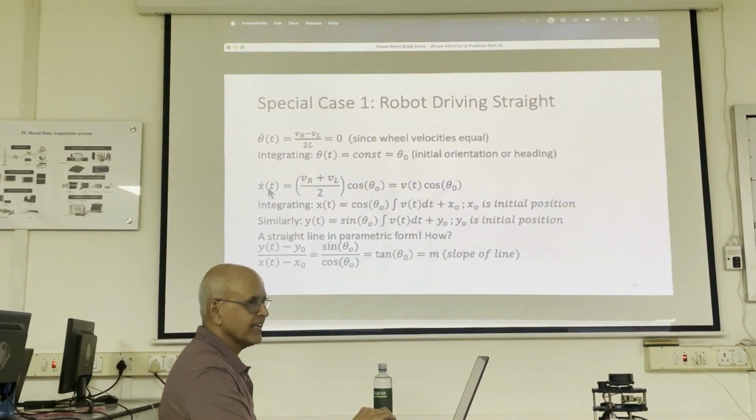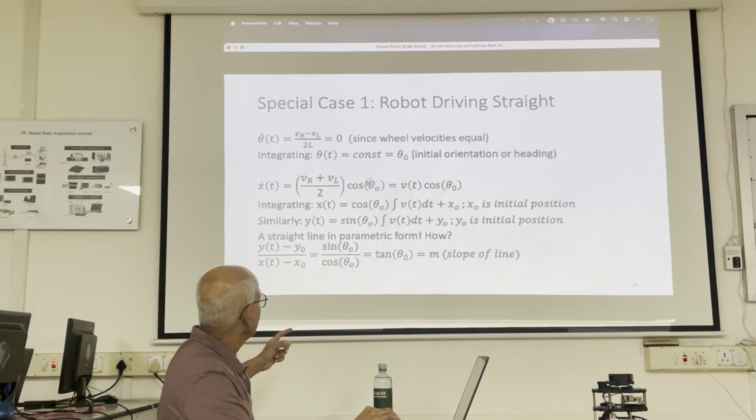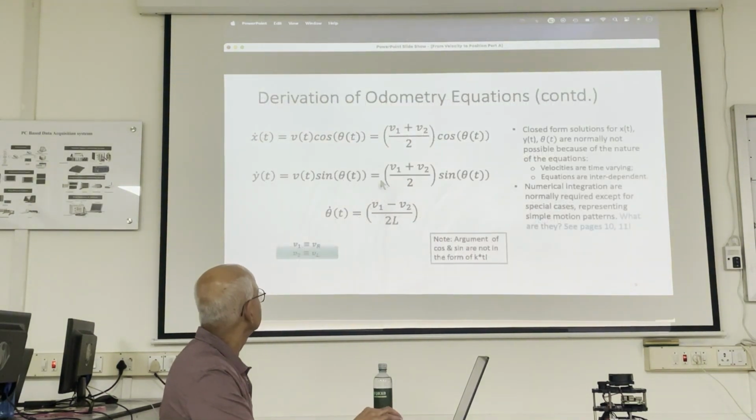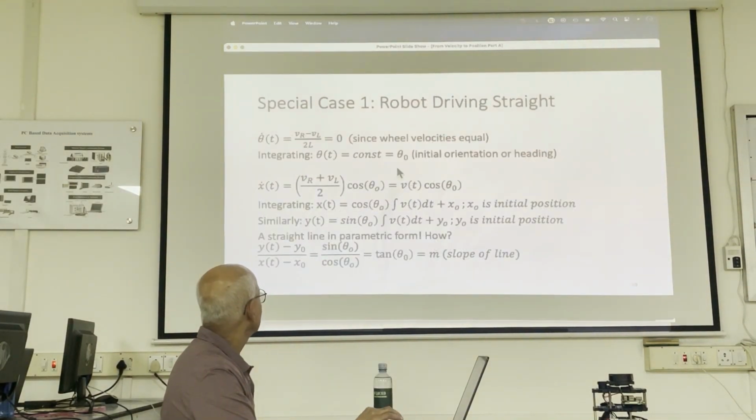So x dot of t, are you with me? Is Vr plus Vl by 2. That is the first equation. And now instead of theta, I can put cosine theta naught. If you've forgotten, see here, this is now cosine of theta naught, a constant. So x dot is v of t cosine theta naught.